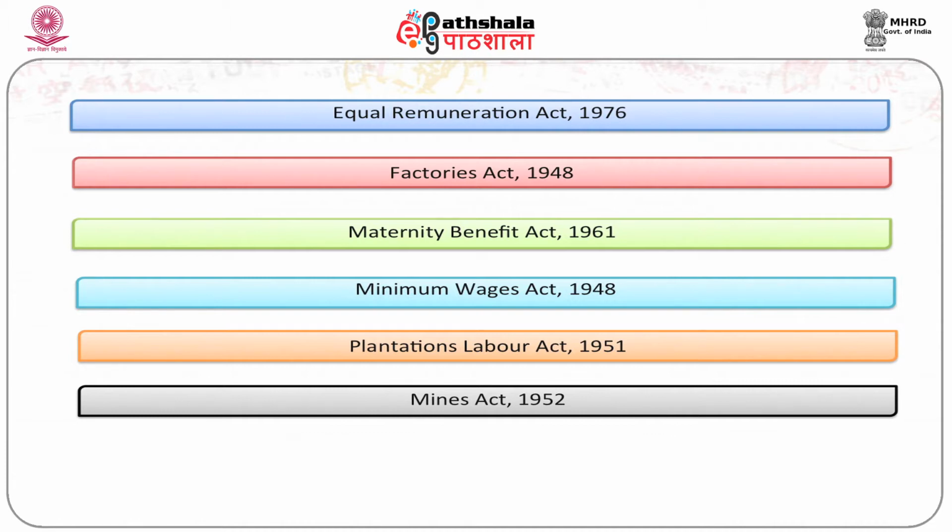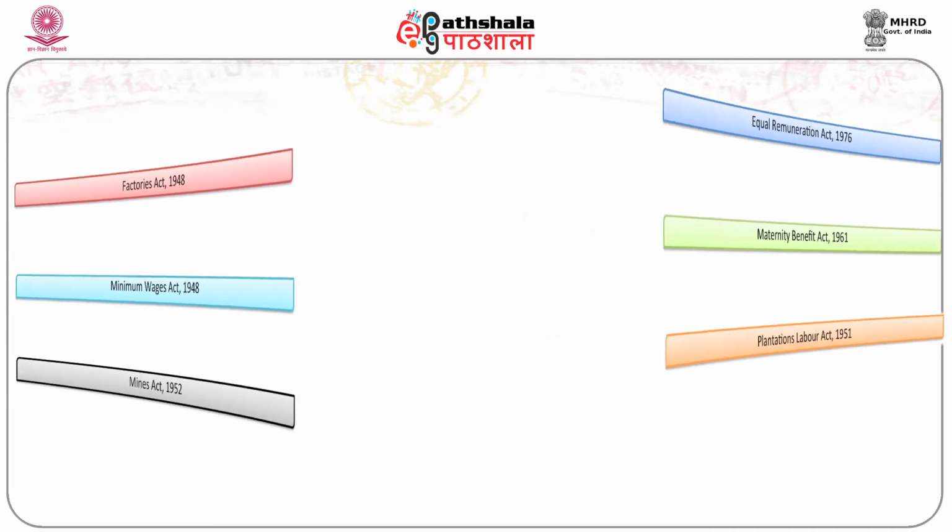And apart from that, we have certain provisions in the Factories Act of 1948. We have the maternity benefit which was included in 1961. We have the minimum wages that was in 1948. We also have provisions for the plantation and the mining acts which were implemented in due course of time. Now, these are the provisions which are basically meant for the working women.